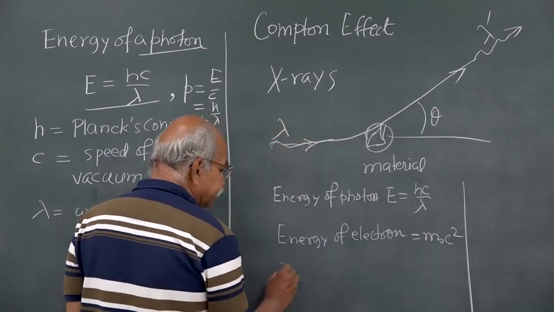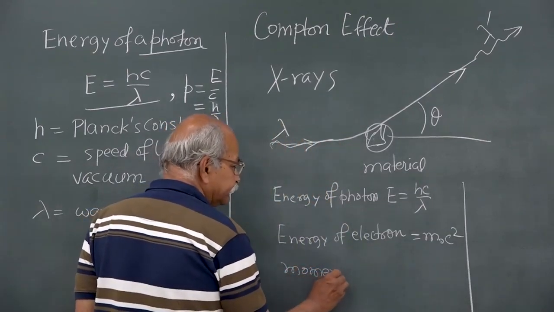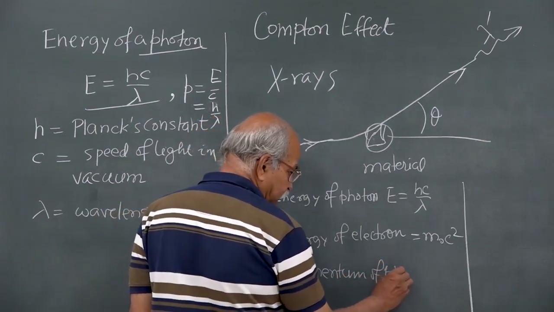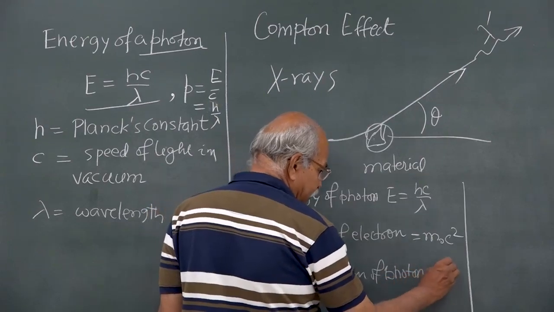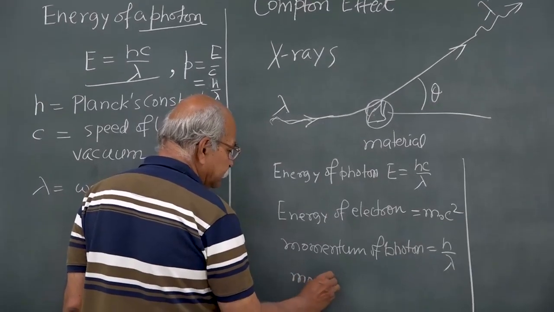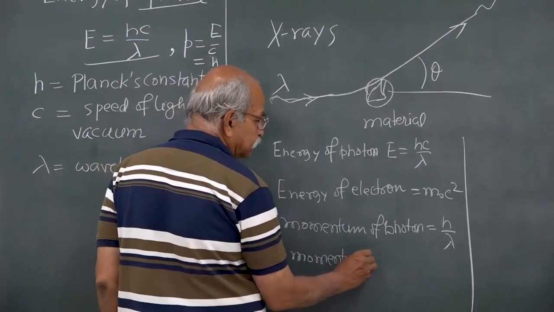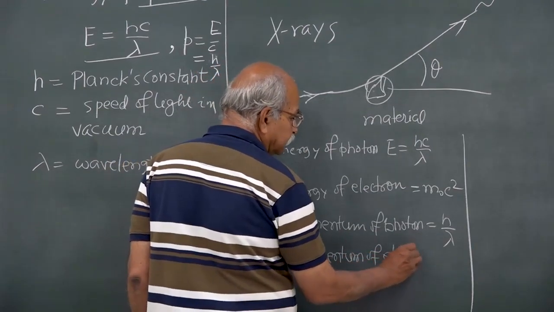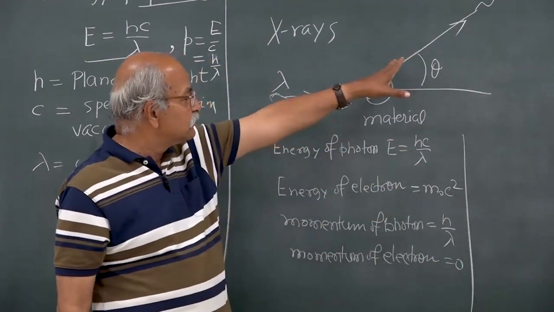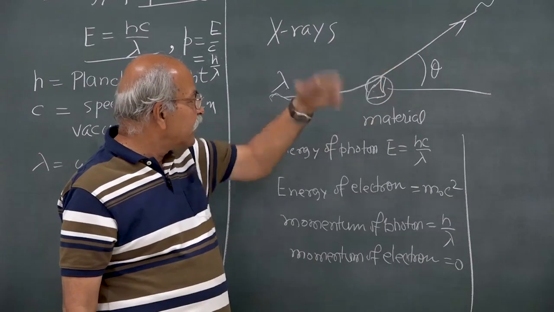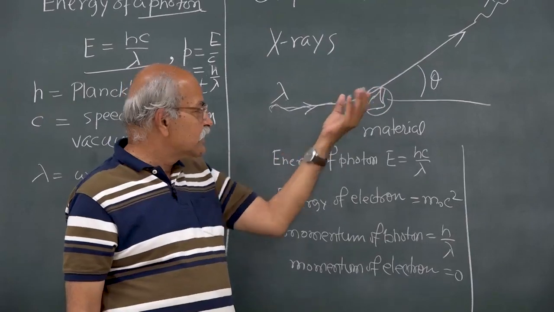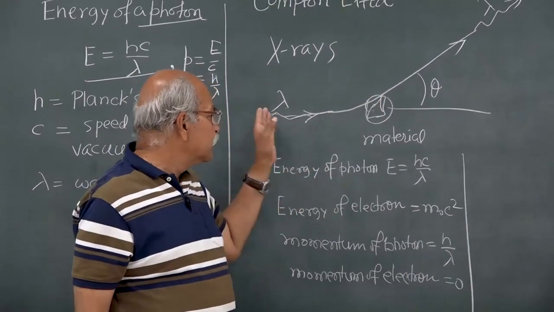And then you have momentum. Momentum of the photon, which is h by lambda, and momentum of the electron is 0. So you take that atom as a scatterer, and in that atom the actual interaction is with an electron, and that electron can be taken as just a free electron staying at rest, and then you do the dynamics.